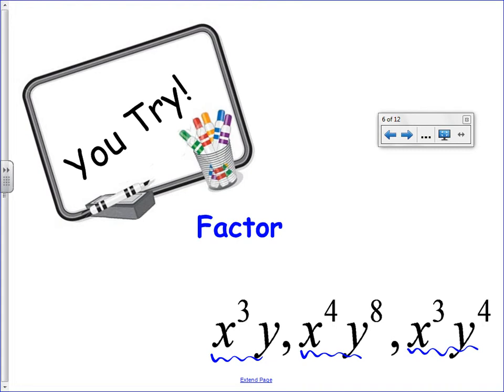Okay, what did we come up with? If I look at my x's, what is my lowest x? X cubed would be my lowest x, because I have a cubed, a 4, a cubed, okay? What is my lowest y? Just y. So my greatest common factor is x cubed y.